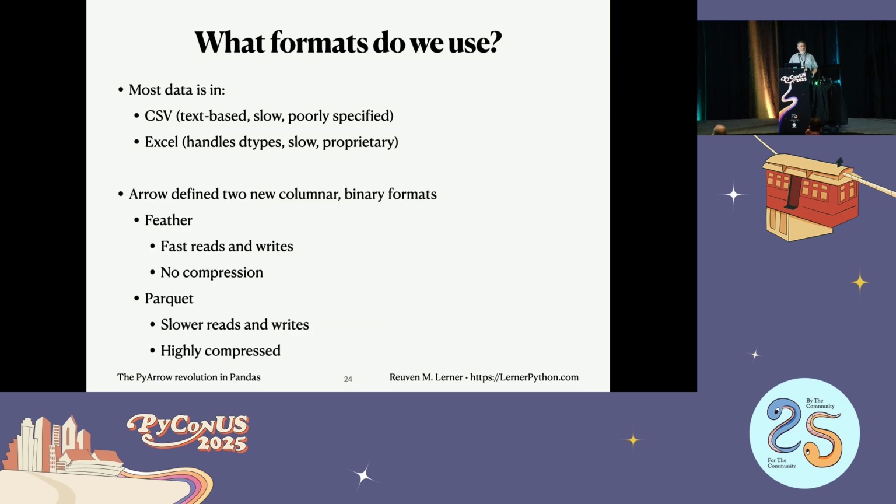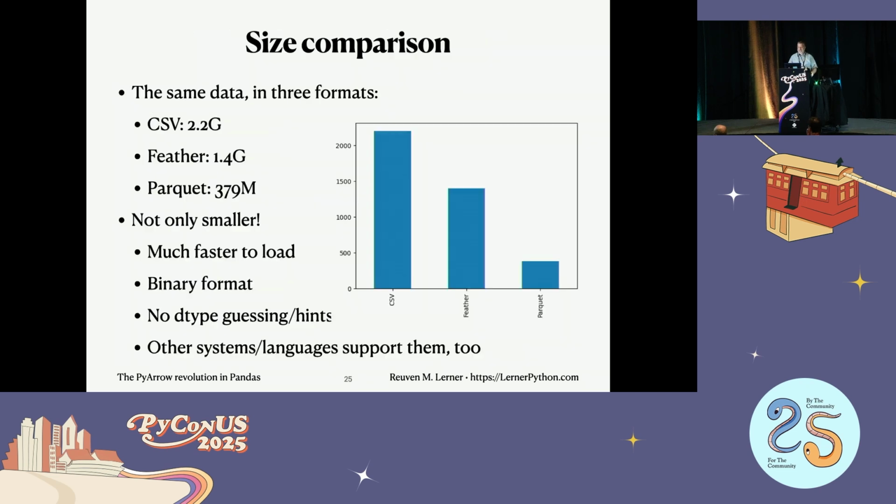So Arrow actually defined 2 new columnar binary formats. There's Feather, which is faster reads and writes, but does not get compressed, and Parquet, or Parquet, I cannot figure out what it's supposed to be. Someone can correct me afterwards, please. Slower reads and writes, but it's highly compressed. So it's like the whole time versus space thing. The same file in CSV was 2.2 gigs, in Feather was 1.4 gigs, and with Parquet was 379 megs. Way, way smaller. And both of these formats were way faster to load.